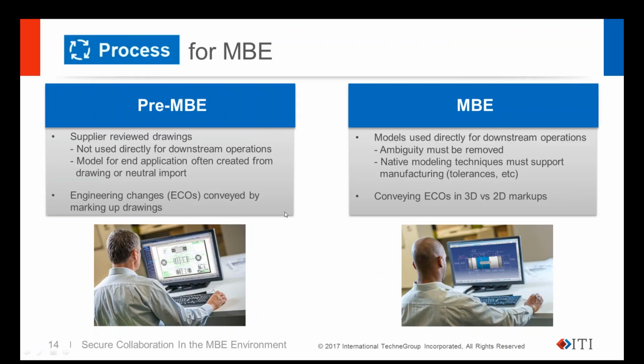Another big change is in how you convey engineering change orders, ECOs. In the pre-MBE world, typically someone would take a drawing and mark it up, either paper or electronically, and identify what needed to be changed. That becomes a little more difficult in the 3D world, so it's a little harder to mark up those 3D models. We'll talk a little bit later about what some people have done in the past to do that, but it's certainly something you need to consider.